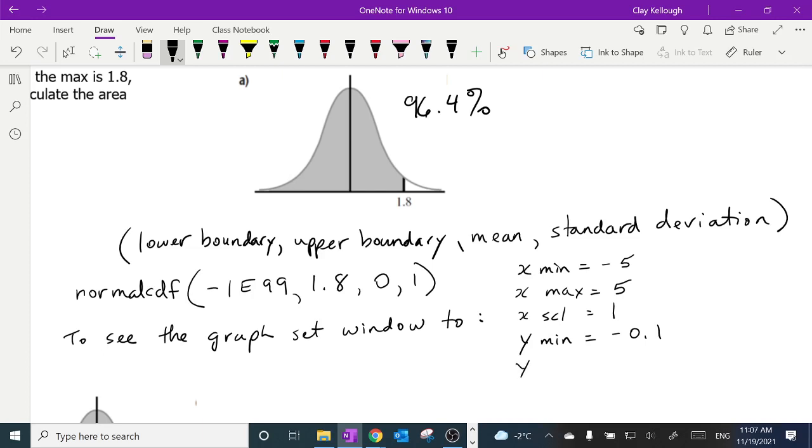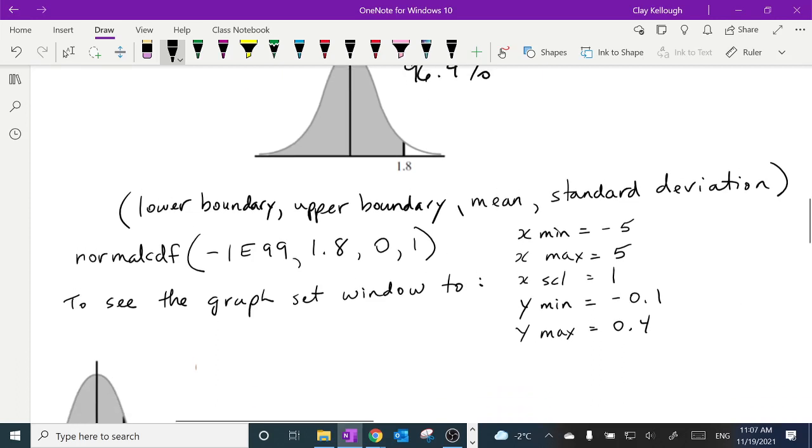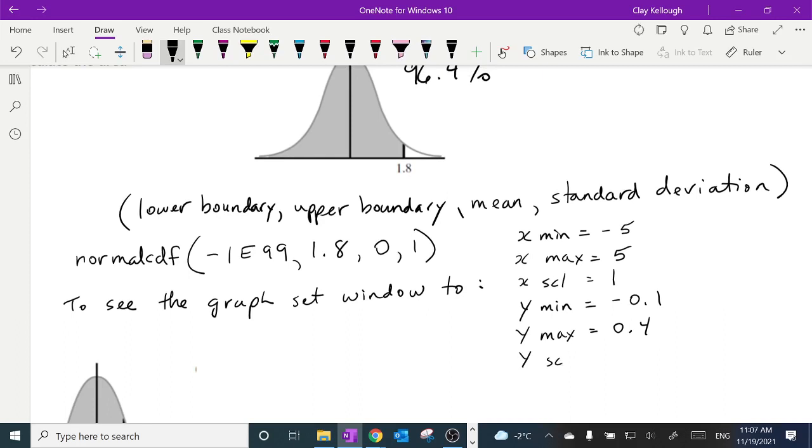Now for the Y maximum, remember that all of this adds up to 1. So this height here, if you say 0.4, you've probably got lots of room. So 0.4 is a good number. And for the scale for Y, the Y scale, count by, I don't know, 0.01s or something, 0.05s, anything like that's good. So this is my window setting. So I'm going to set my window to that.